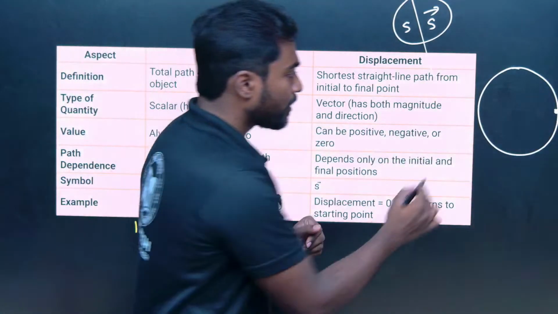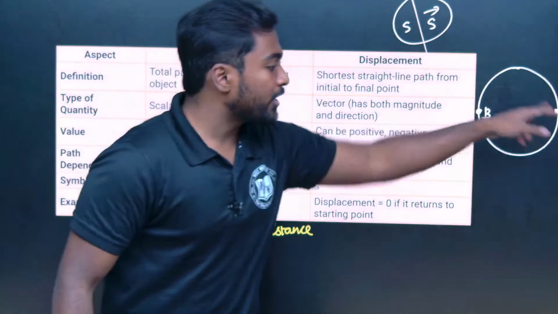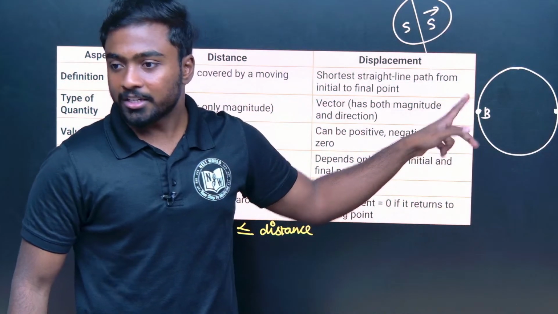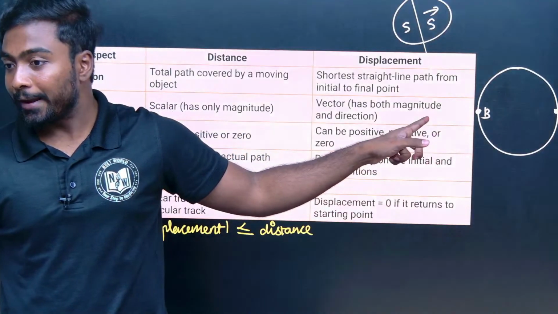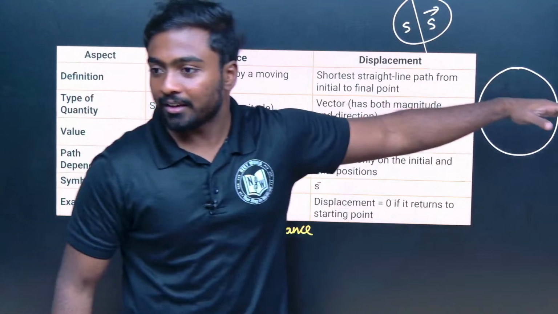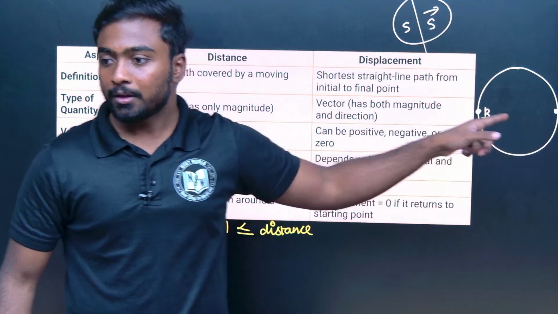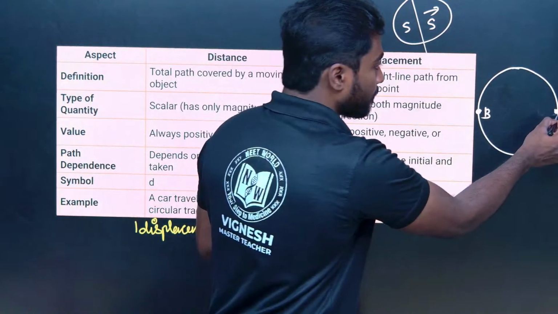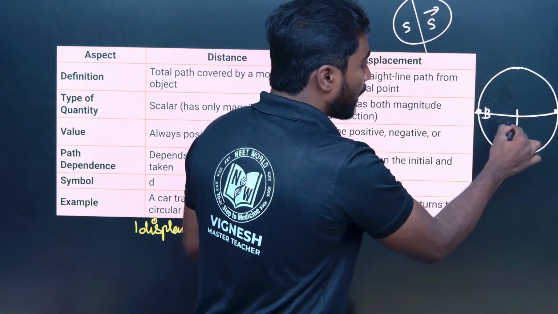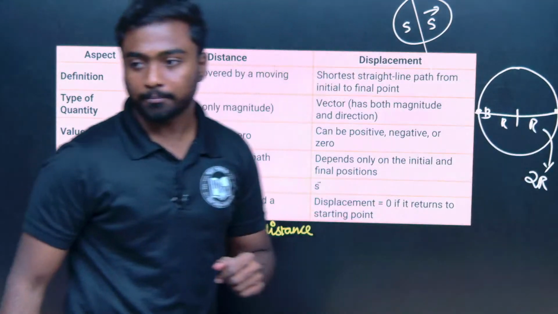Now suppose I take point B here, and the object is traveling from point A to point B. The distance is 2 pi r by 2, which is nothing but pi r, half of the circumference of the circle. What about the displacement? It's not 0, and it is the shortest distance, r plus r, which is nothing but 2r, is the displacement.